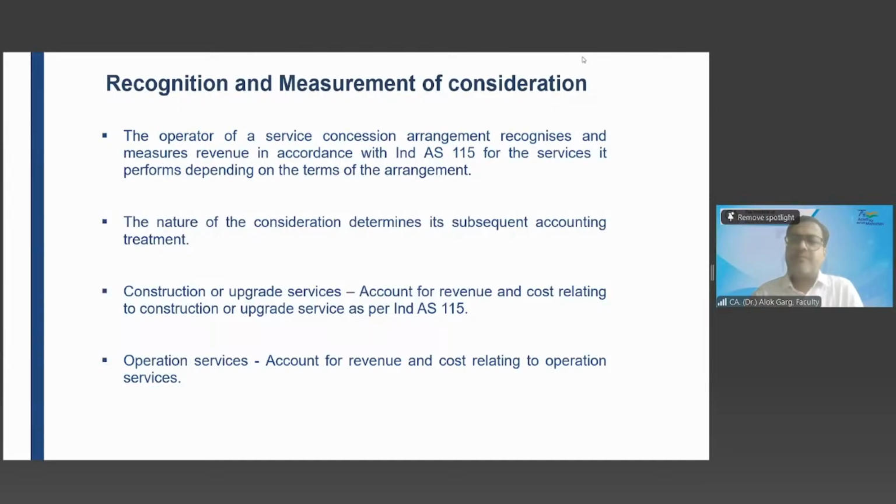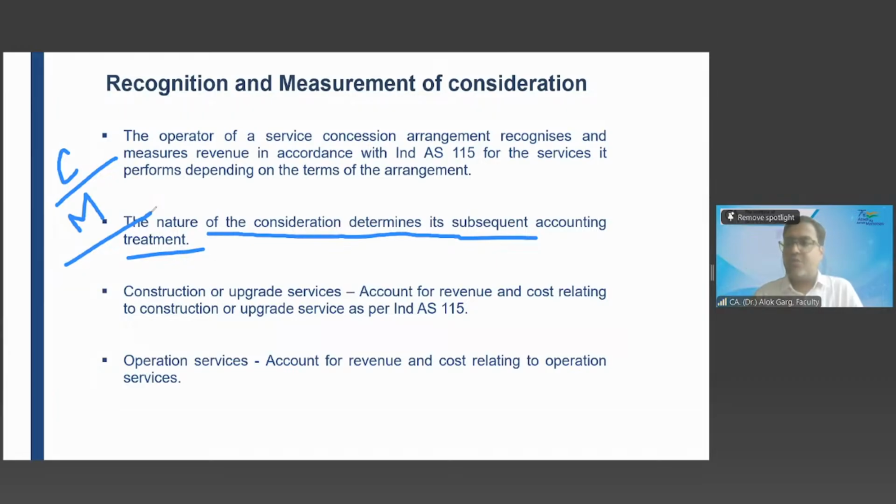Friends, the standard says that the nature of the consideration determines its subsequent accounting treatment, right? What does it mean? If the government is giving a fixed consideration, for example, you have constructed 1,000 kilometers of road and you will maintain the road for the next 20 years, because as per contract you have to maintain the road for the next 20 years. Okay.